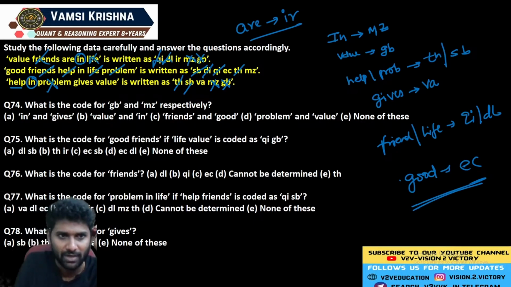Go through the question. What is the code for GB and MZ respectively? So what is GB here? It's value, MZ is in. Value in, option B.